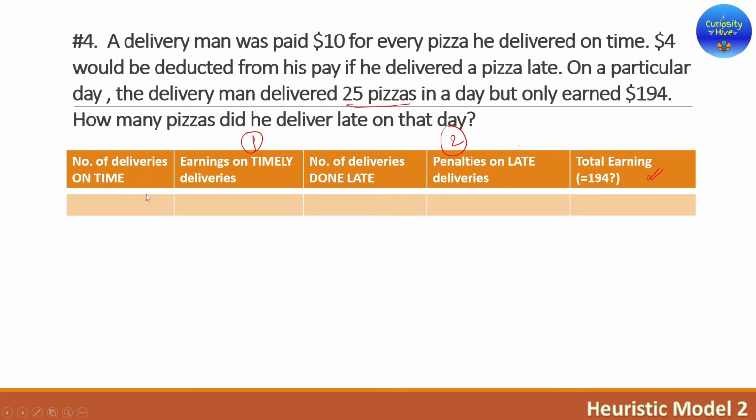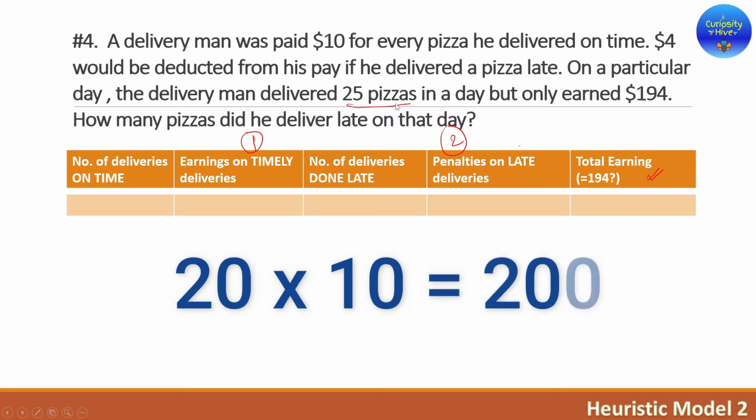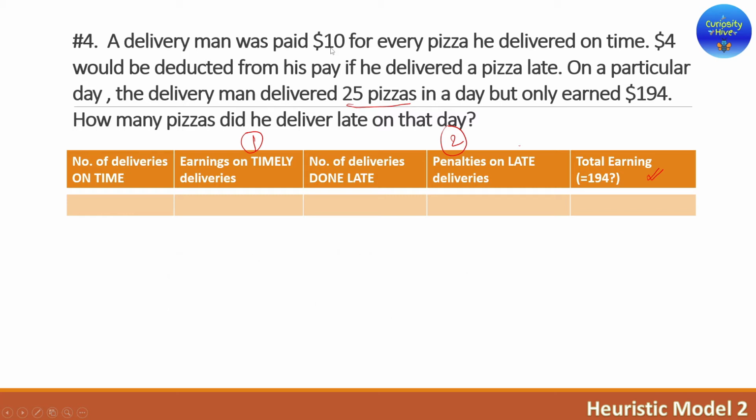Well, let's go to 20. Now if 20 pizzas are delivered, he gets 20 times 10, 200. And then there is penalty of 5 pizzas. Now 5 late pizzas means $4 deducted. That is 20 deducted. So 200 minus 20 is 180, which does not match the answer, but we get to know that that could be this number that we should start from. So I will start from 20.